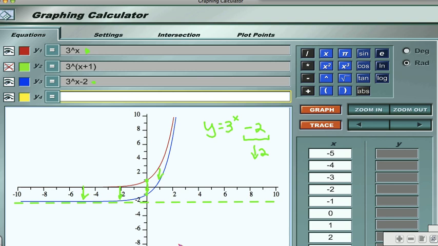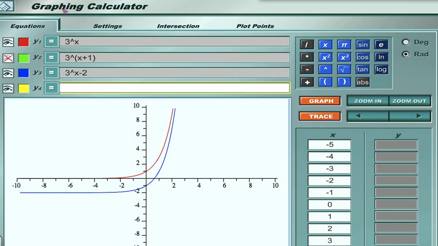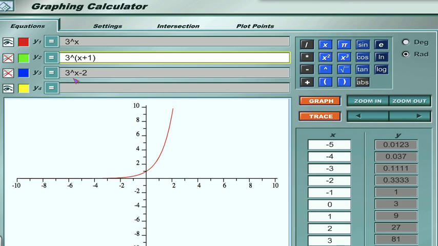Alright, let's take a look at two other options here. And let's see what happens when we start changing some signs and some values here. So let's go back to our original graph, our y equals 3 raised to the x, and this time let's make this change. Alright, so we're going to make the change, we're just going to negate the value out front. So let's see what we think might happen with this one.